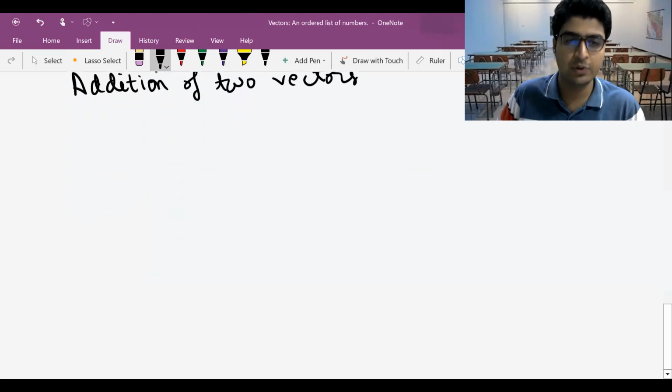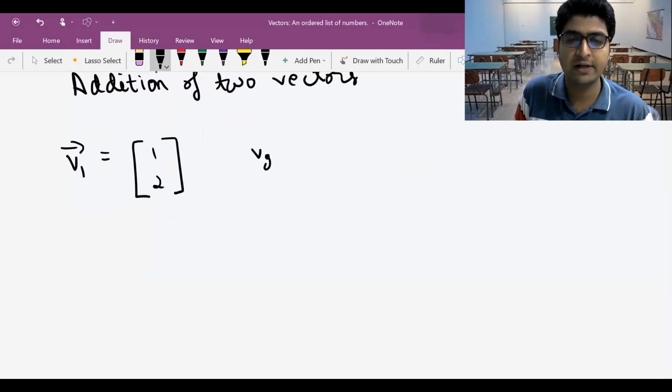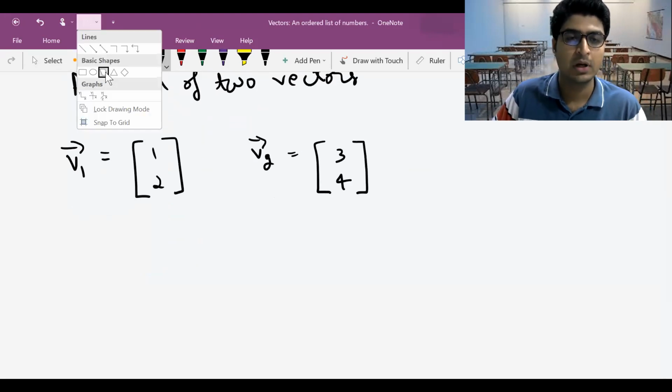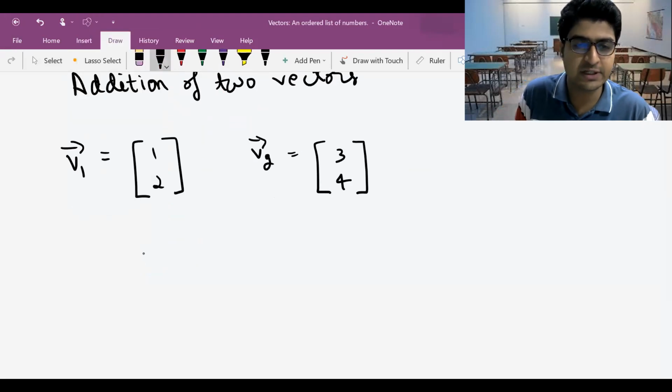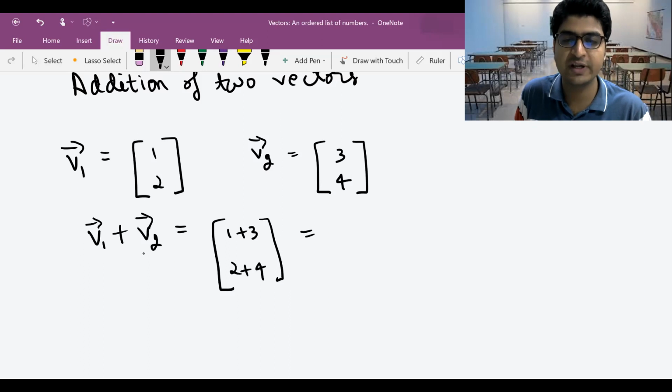Okay, so suppose the first vector is 1 comma 2, and the second vector is, let's say, 3 comma 4. The elements of these vectors are 3 and 4. I can represent them in the graph too, but before that, let me just add them. So vector 1 plus vector 2 will be, we just add the corresponding elements. So we have 1 plus 3 and 2 plus 4, which will give me 4 and 6 as the resulting vector.